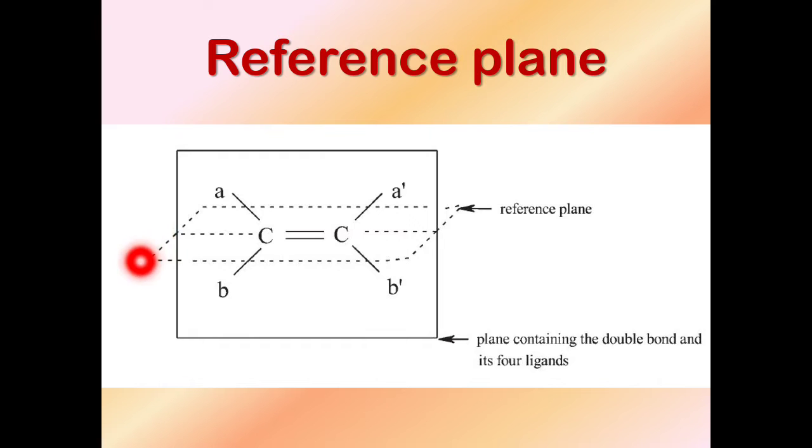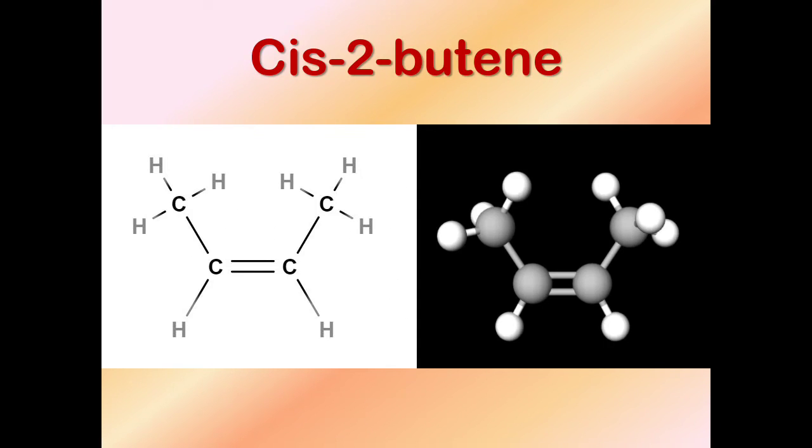So what is a reference plane? You can see here there is a dotted plane which we call a reference plane. This is very important to understand the concept of cis isomerism, trans isomerism and EZ nomenclature. So now let us understand what we mean by cis isomerism. As we saw in the previous slide, that here will be our reference plane. So you can see these 2 methyl groups in this molecule called cis-2-butene. Both these methyl groups are above the reference plane. So we can call these 2 cis to each other. That's why it is called cis-2-butene.